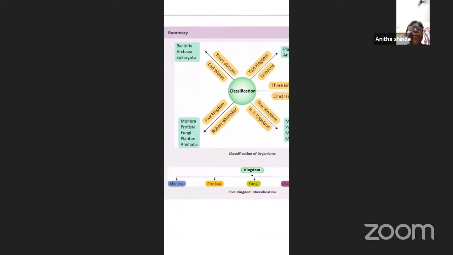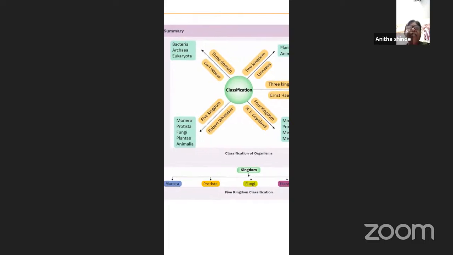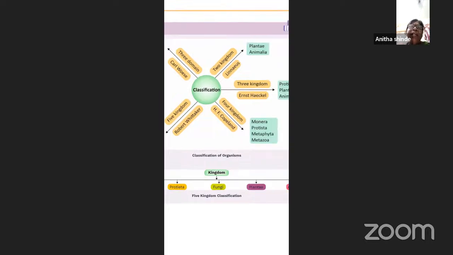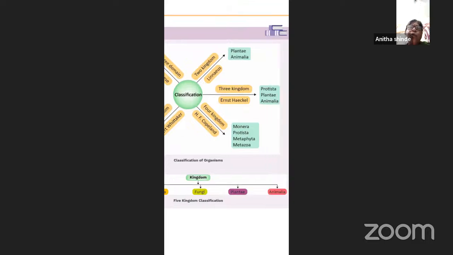Okay. Now see, this is the summary of the classification that we have done today. First, coming to the two kingdom classification, which was given by Linnaeus. He classified into Plantae as well as Animalia. Next is the three kingdom classification, which was given by Ernst Haeckel. He divided it into three kingdoms: Protista, Plantae as well as Animalia. Then next is the four kingdom classification, which includes four kingdoms: Monera, Protista, Metaphyta and Metazoa.